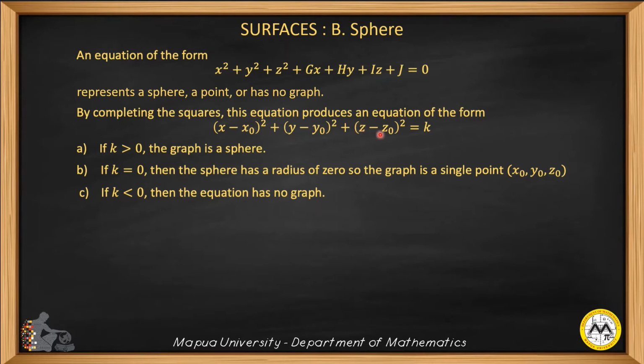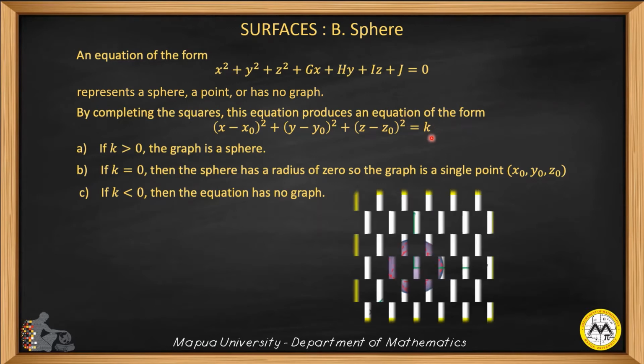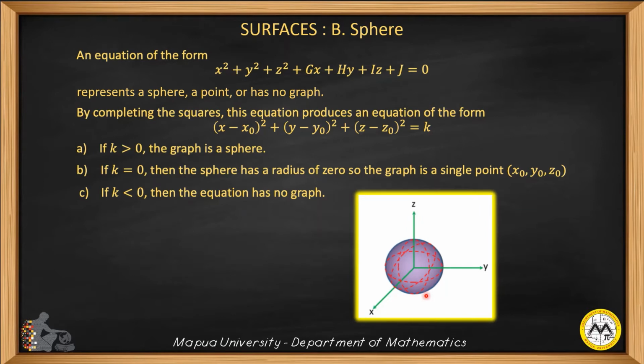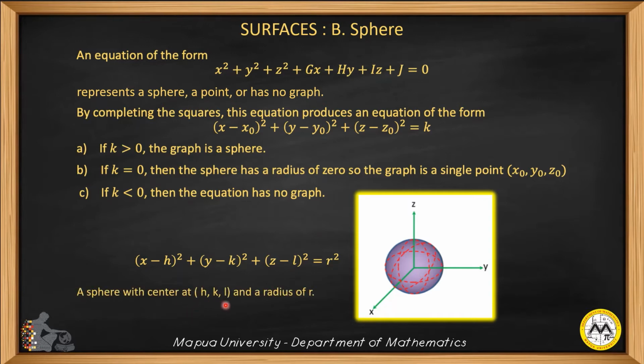Because if we transform the equation to this form, k represents the square of the radius r. So, if we have this sphere here, the equation in the standard form would be given by the sum of the squares of x minus h, y minus k, and z minus l, and that sum must equal r squared. This would represent a sphere with center at (h, k, l) and radius r.